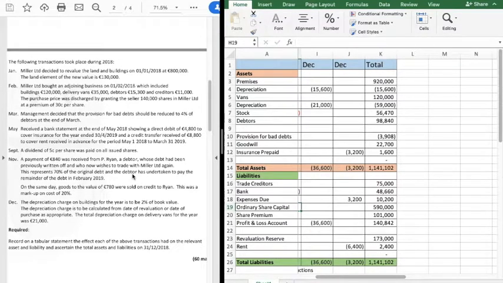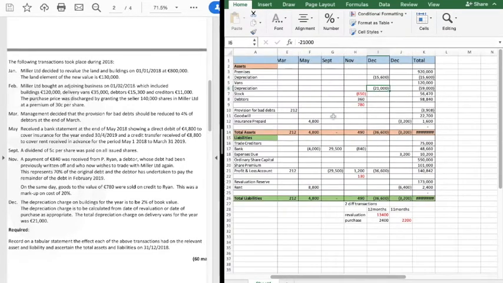Okay, almost at the end now. Depreciation charge on buildings for the year is 2% of book value. Depreciation charge is to be calculated from the date of revaluation or date of purchase as appropriate. The total depreciation on delivery vans for the year is 21,000. So there we go with our 21,000. That's our first figure in.